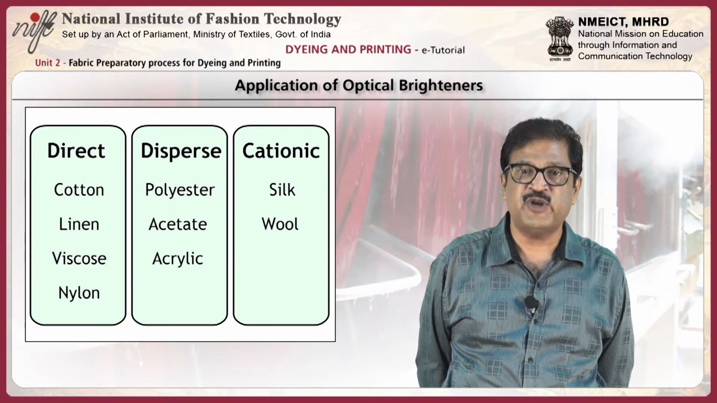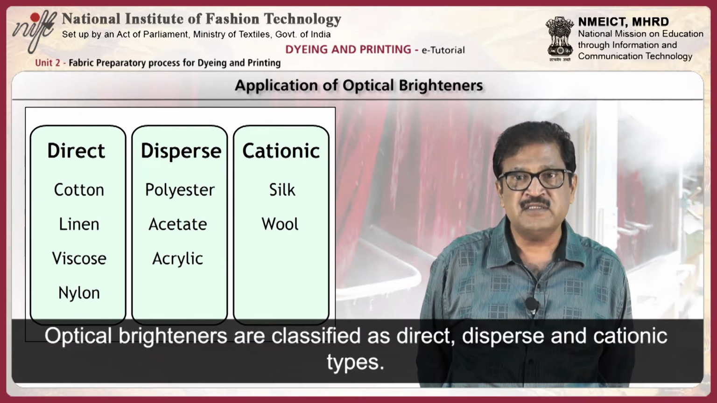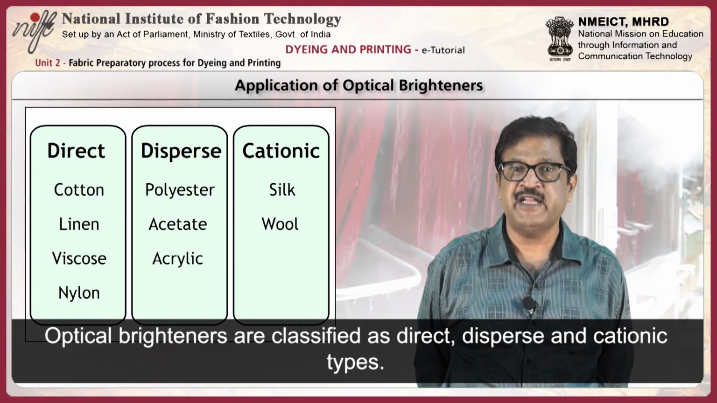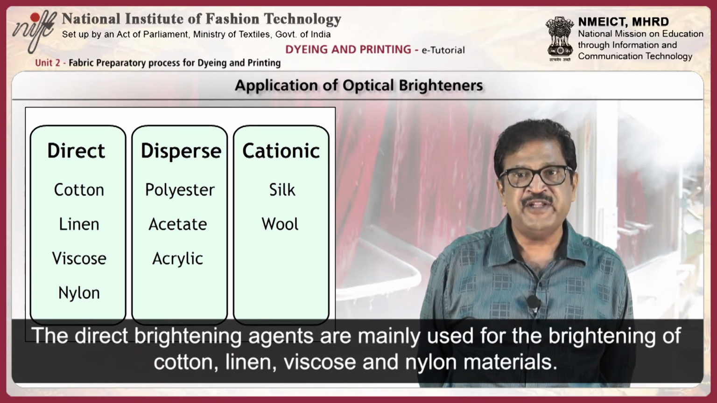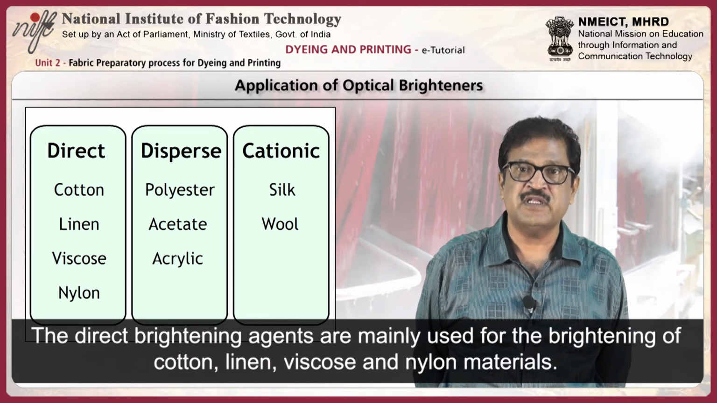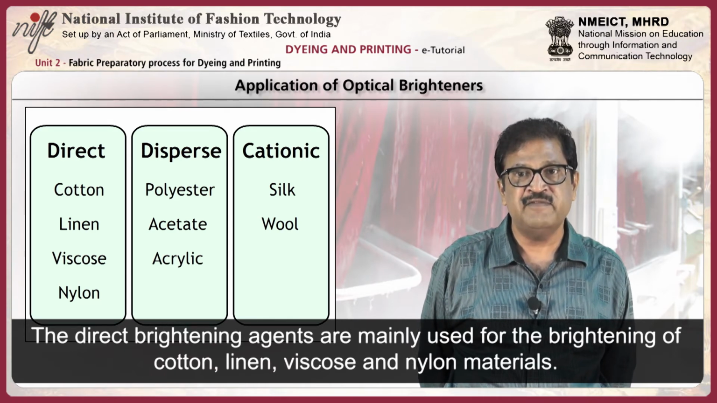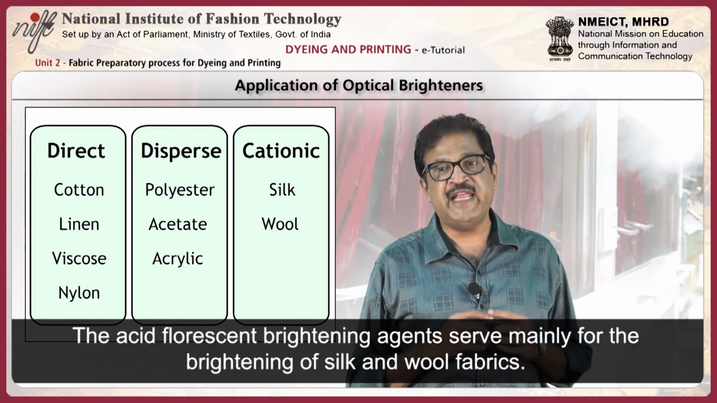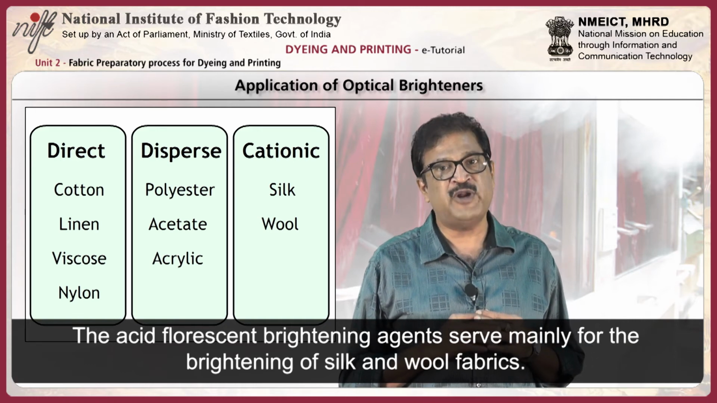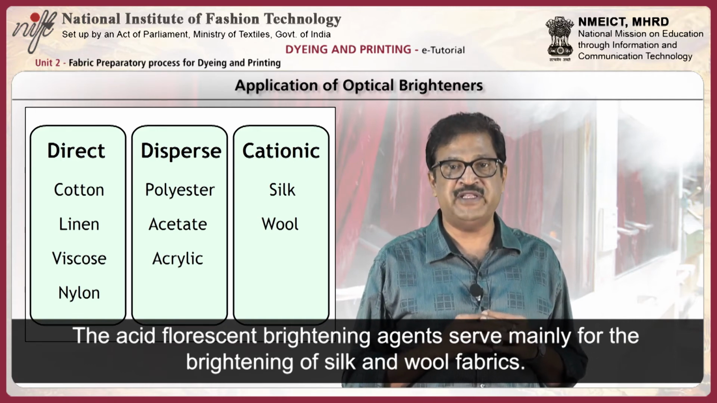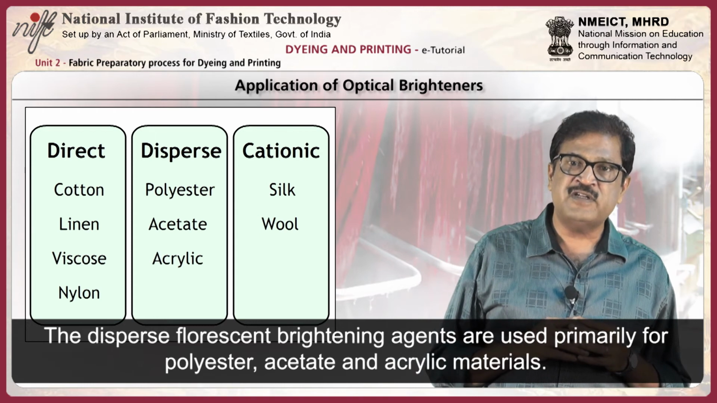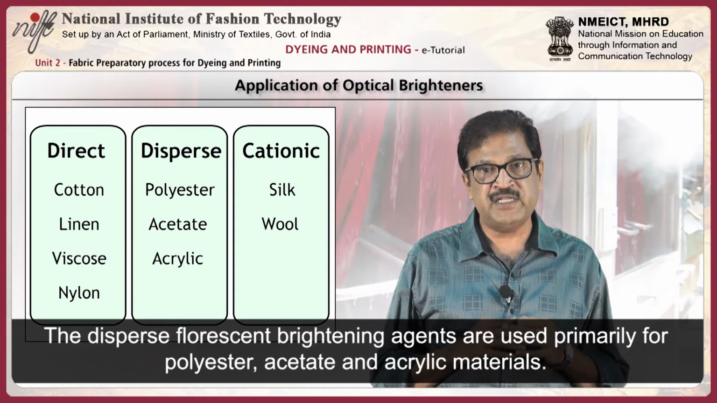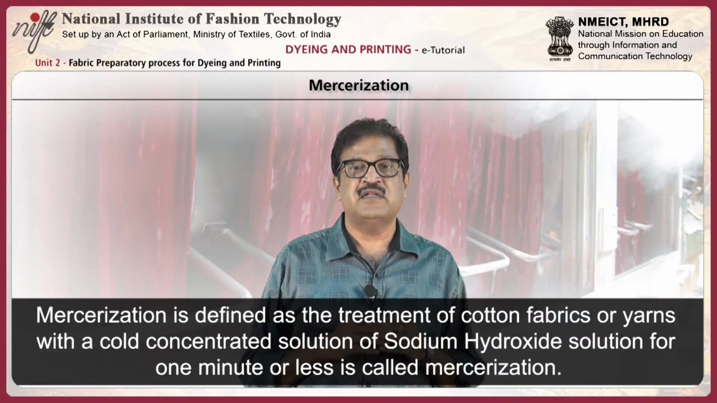Application of optical brighteners. Optical brighteners are classified as direct, disperse and cationic types. The direct brightening agents are mainly used for the brightening of cotton, linen, viscose and nylon materials. The acid fluorescent brightening agents serve mainly for the brightening of silk and wool fabrics. The disperse fluorescent brightening agents are used primarily for polyester, acetate and acrylic materials.